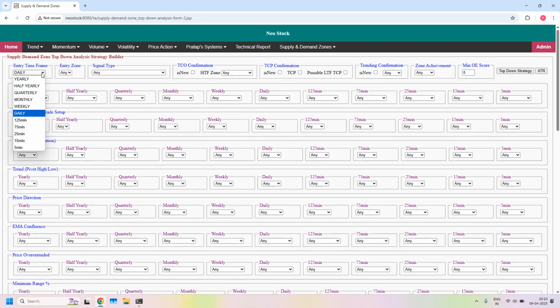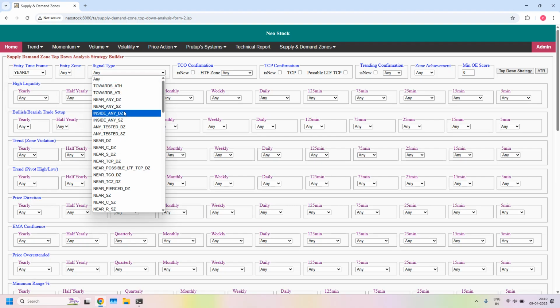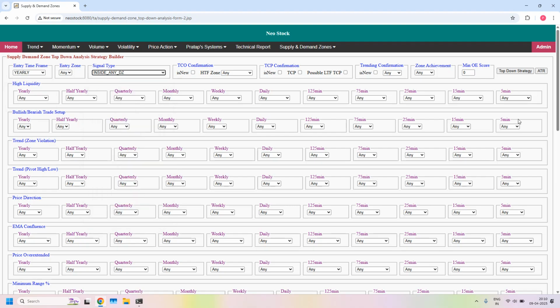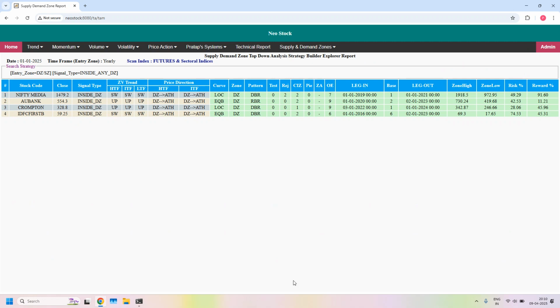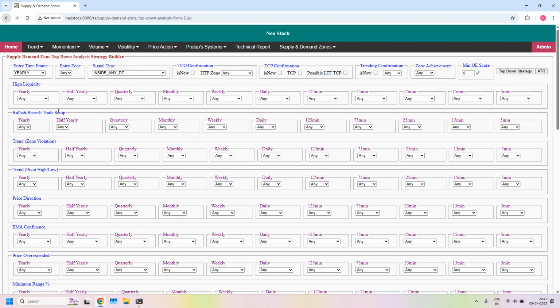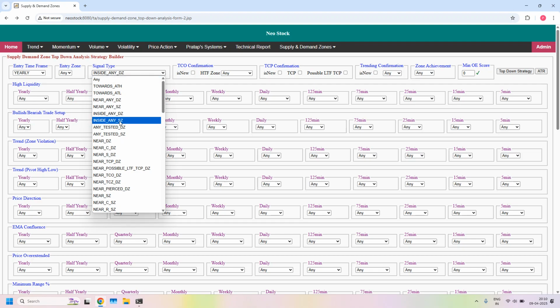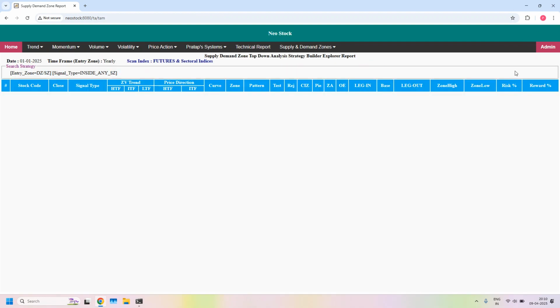Starting with the yearly time frame. Price closed inside the yearly demand zone. We got 4 stocks. Next, price closed inside the yearly supply zones. We don't have any stocks.